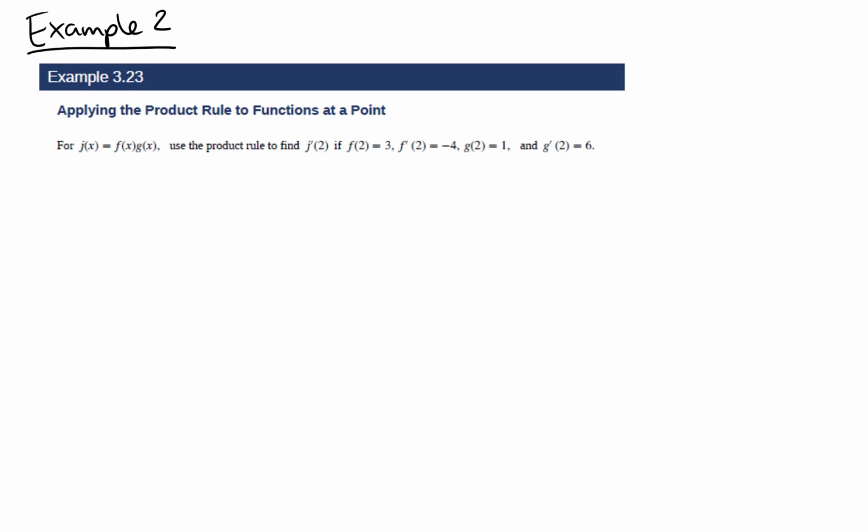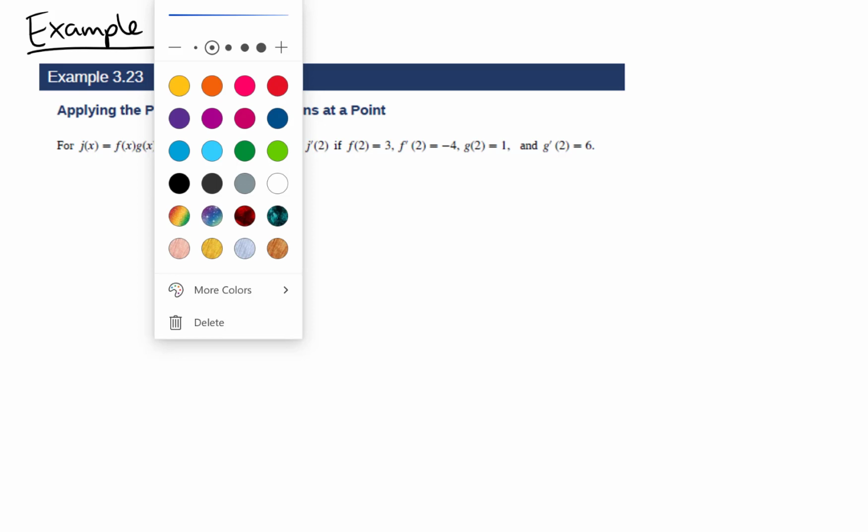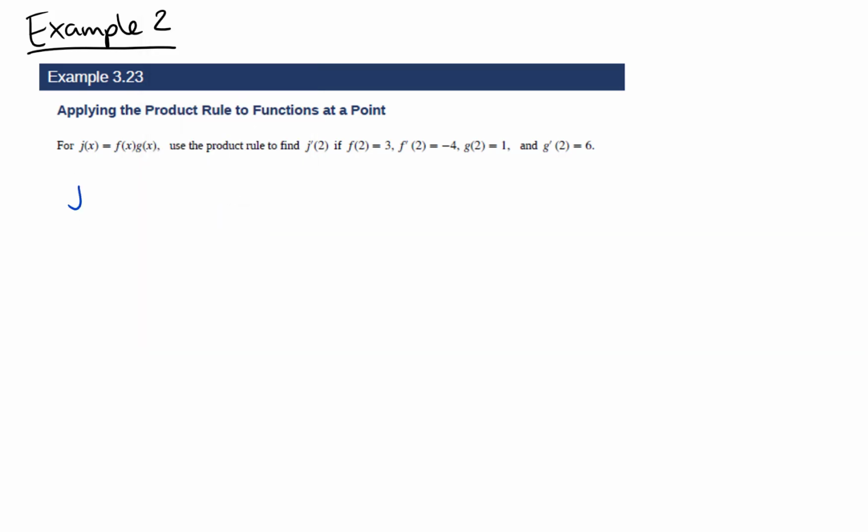So here we have no idea what any of these j, f, or g functions are defined as in terms of. Is it x squared, is it sine of x? We don't know, so we're going to have to rely on the product rule here to tell us that j prime of x is f prime of x times g of x plus g prime of x times f of x, or whichever order you choose to write those in for the product rule.